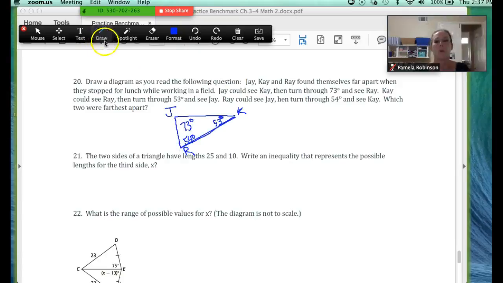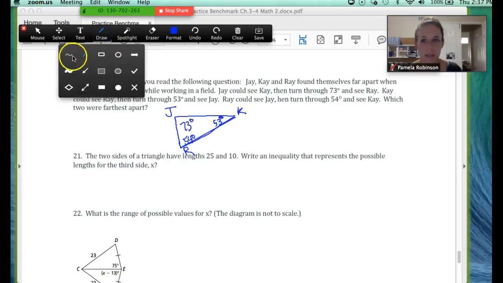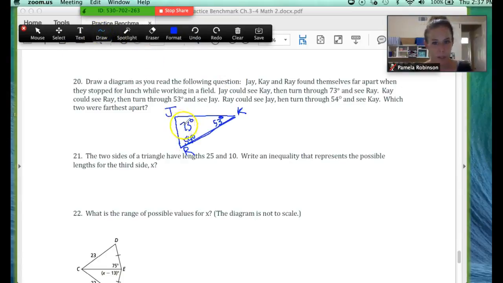So, which side is the longest side? Well, across 73 would be the longest side. Across 54 would be second, and across 53 would be smallest. So across 73, we're going to say RK is the longest side. So which two are furthest apart? Ray and K. Ray plus K, they don't like each other.